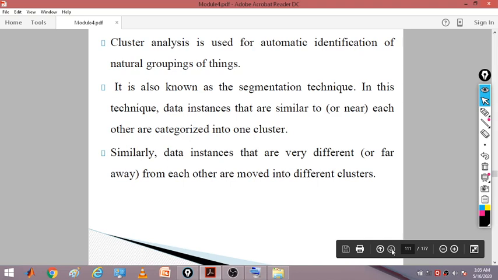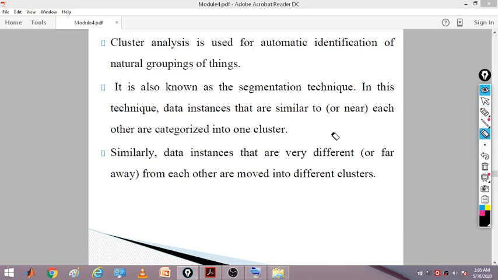So cluster analysis is used in automatic deduction or identification of natural groupings of things. You can group different types of instances of data on a plot, depending on the nature or likeness of the objects. It is also known as a segmentation technique.